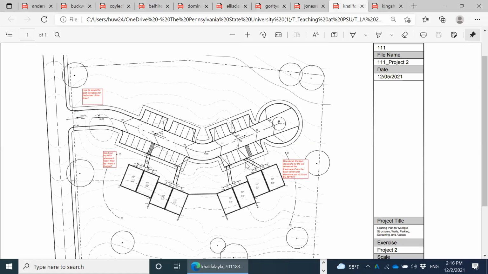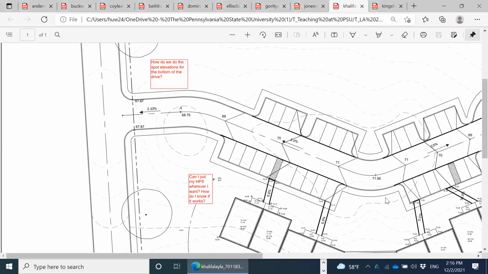So we have the W. We have the contours. The shape of the W looks good to me. Let me zoom in. For the bottom of the drive, we talked about that. You would not need a sidewalk over there because that's the lawn area. People likely would not walk there without a specified destination. So we could just design the sidewalk on this side. Can I put my HPS?